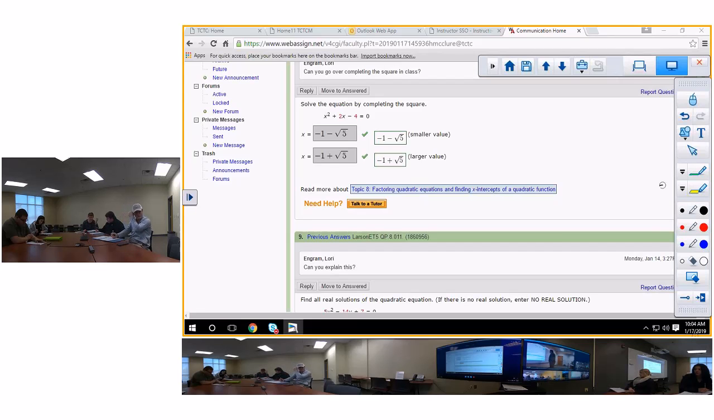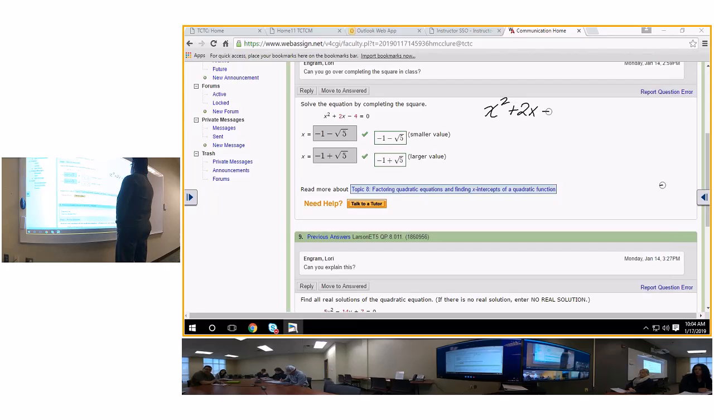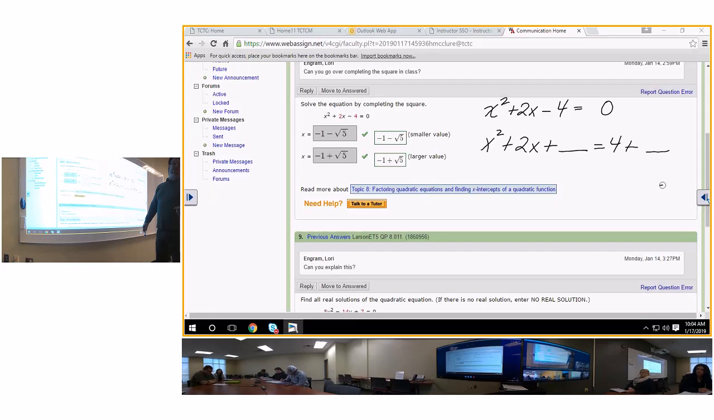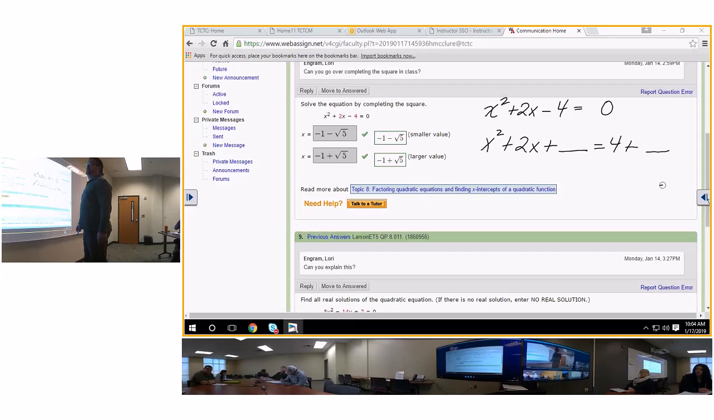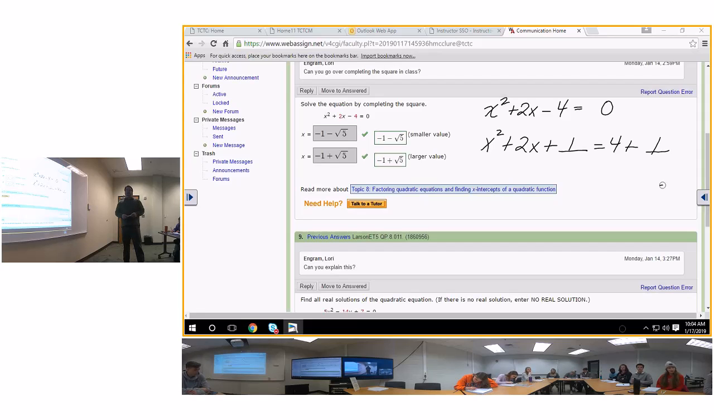x squared plus 2x minus 4 is equal to 0. x squared plus 2x plus blank is equal to 4 plus blank. Okay, get your calculators out. What's half of 2? 1. 1 squared?